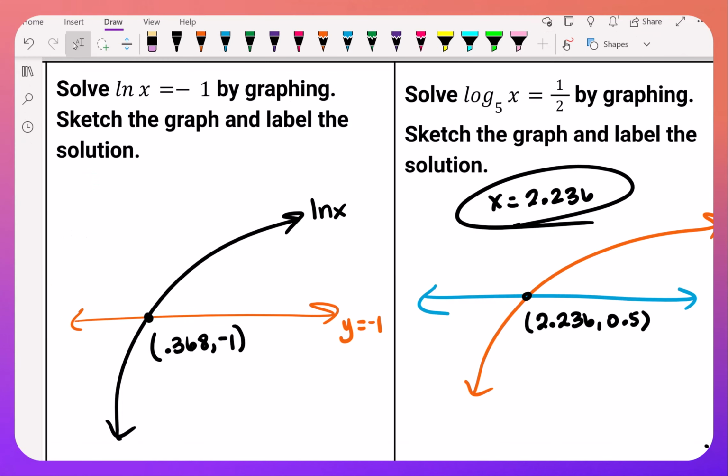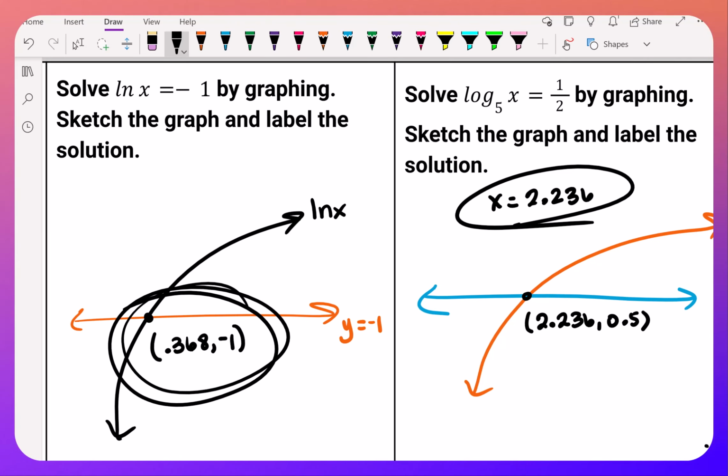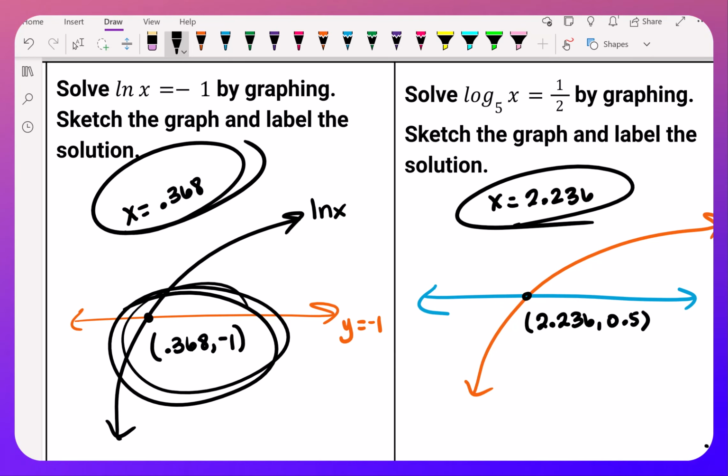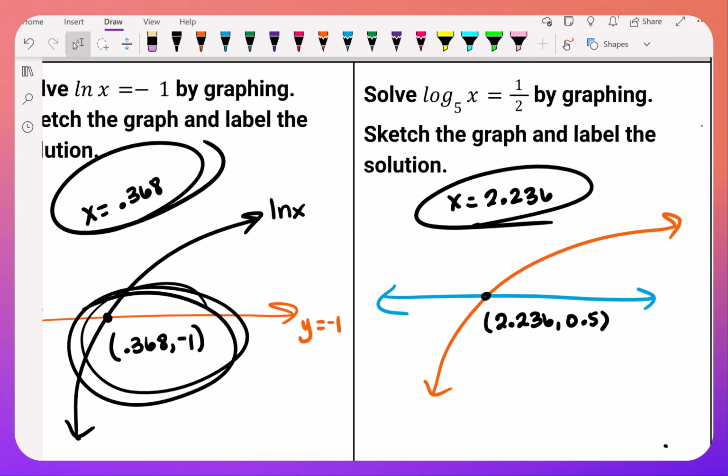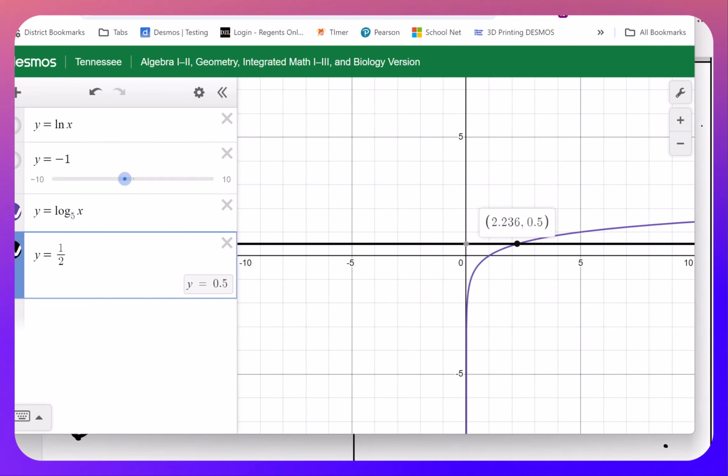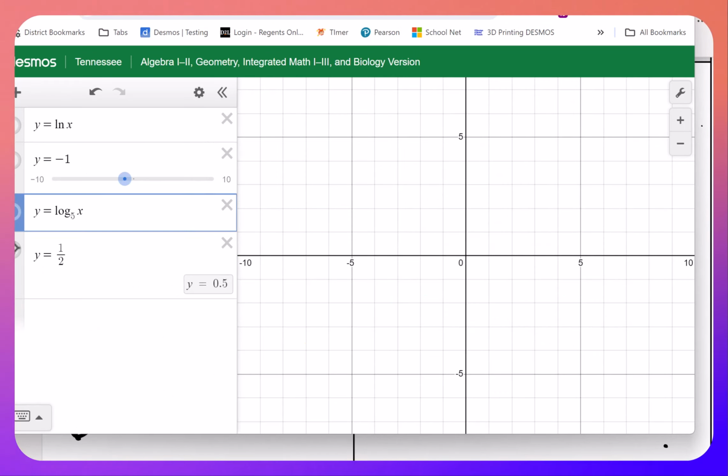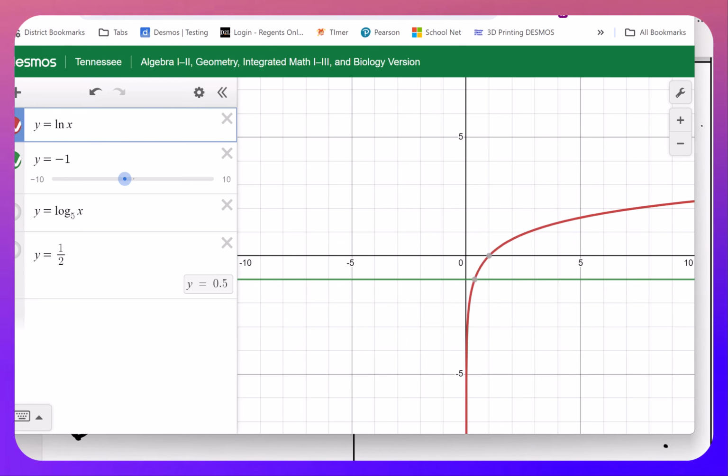All right, so here's the results that I got after graphing each equation. So over here on the left-hand side, this is what I wound up for my intersection point, which means that x is equal to 0.368. And then over here on the right-hand side, I wound up with an intersection point here, and my solution is going to be 2.236. And in case you want to see what they look like on Desmos, this is what the one on the right looks like. And this is what the one in the middle looks like. And there's your intersection point.